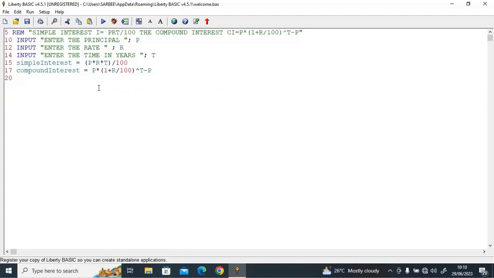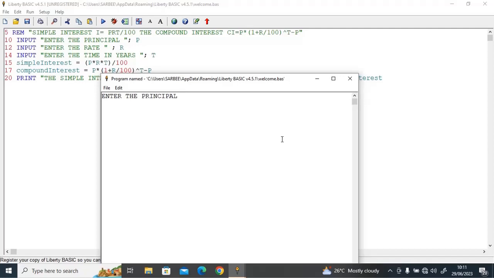So I'm saying print, the simple interest is, then semicolon, simple interest, comma, then the compound interest is, semicolon, compound interest. So let's run this.